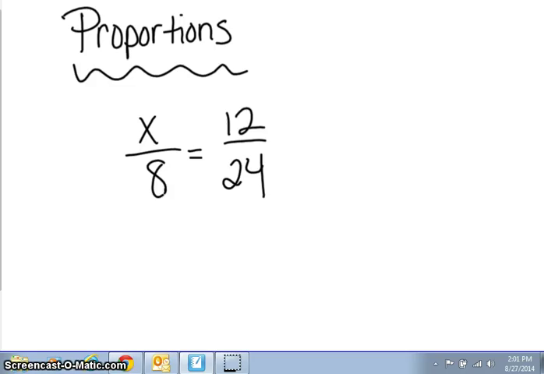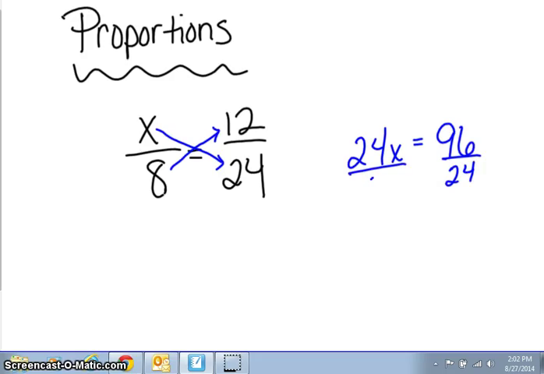Cross multiplying just means cross multiply, so the x gets multiplied with 24, which is 24x. The 8 gets multiplied with 12, which is 96. And those are equal to each other. And then you solve it. So 96 divided by 24. X equals 4 is our answer. 4 over 8 equals 12 over 24. They both reduce to 1/2.